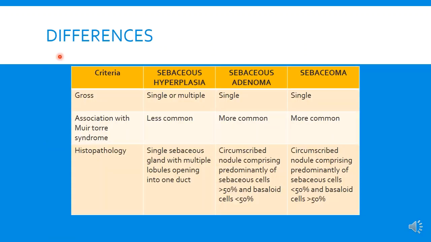So once again, before going into sebaceous carcinoma, let us recollect these differences between sebaceous hyperplasia, sebaceous adenoma, and sebaceoma. Grossly, sebaceous hyperplasia may be multiple, whereas the other two are single. As for association with Muir-Torre syndrome, sebaceous hyperplasia is less commonly associated, whereas these two are more commonly associated. And histopathology-wise, there is a single sebaceous gland with multiple lobules opening into one duct, whereas in sebaceous adenoma there is a circumscribed nodule comprising sebaceous cells more than 50% and basaloid cells less than 50%. And in sebaceoma, it is the opposite, where you have more basaloid cells and fewer sebaceous cells.